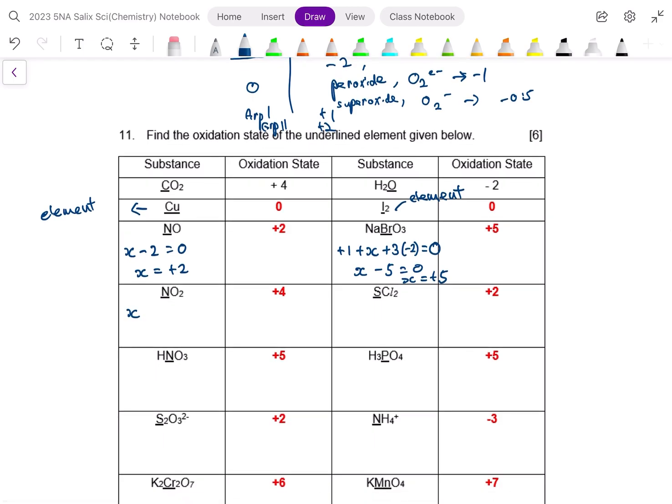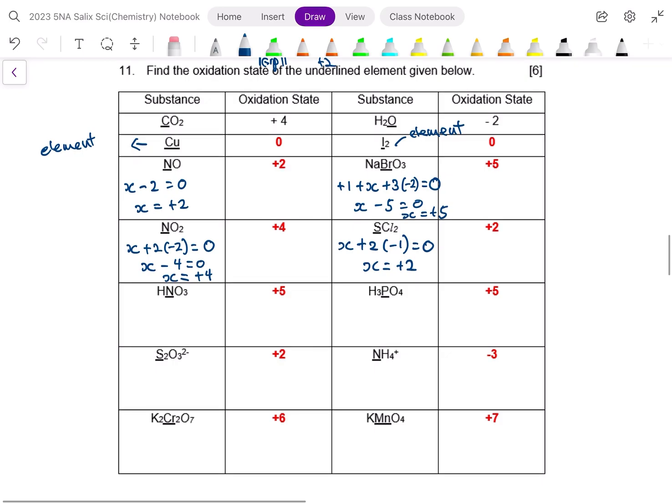Alright, let's take a look at the next one. I let the oxidation state of N be X, and then I have 2 oxygen, each oxygen is -2, so N is +4. The next one, the oxidation state is X, and I have 2 chlorine. Chlorine in this case I assign as -1 because it's from group 7. So X equals +2 in this case.